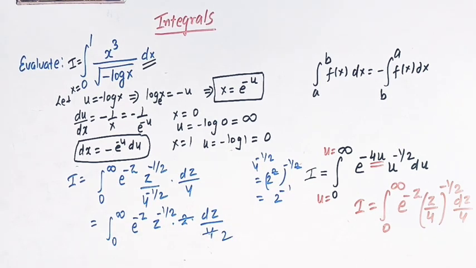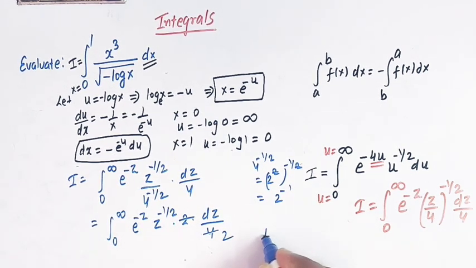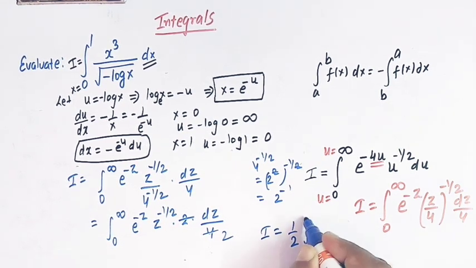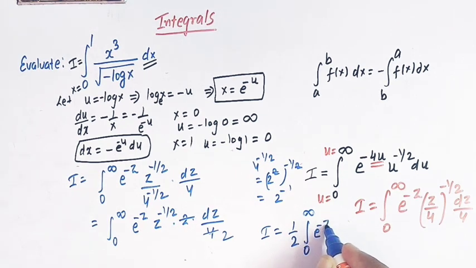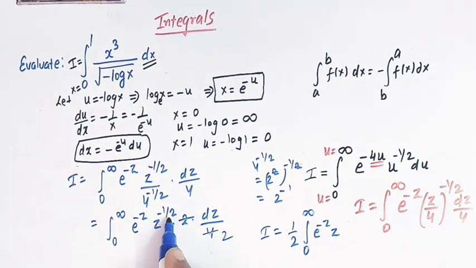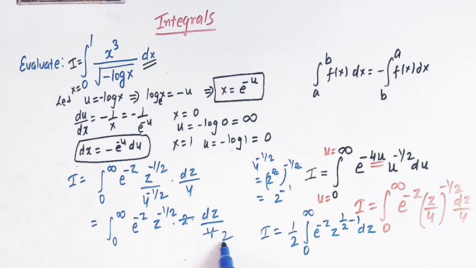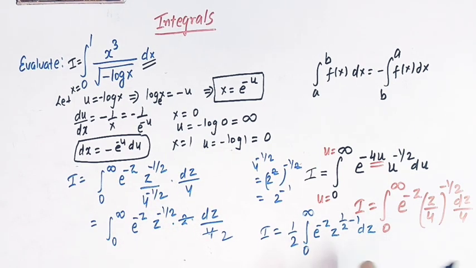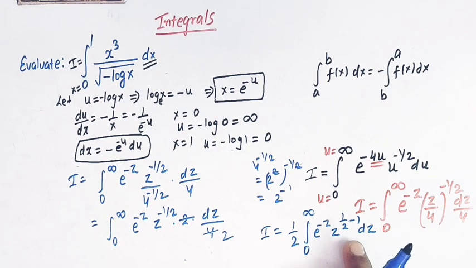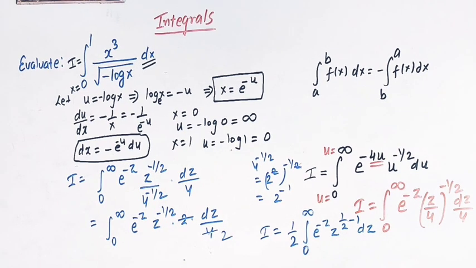So we have 2 to the 4, and now we can write this integral as half and 0 to infinity e raised to minus z, and z raised to minus half can be written as z raised to half minus 1, and here we have dz, right? So we have taken half outside the integral, and minus half can be written as half minus 1, right? Because here we are now going to apply the definition of gamma function.